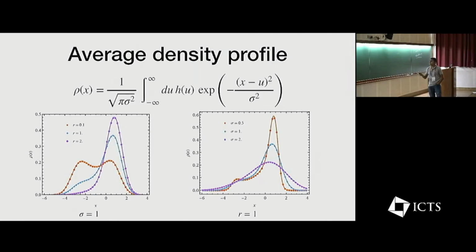This is the average density profile, and it has a very interesting structure. This is keeping sigma fixed and varying this resetting rate. This is keeping the resetting rate fixed and varying this sigma. And you see that it has a transition from a single hump to a double hump, basically, in both cases.